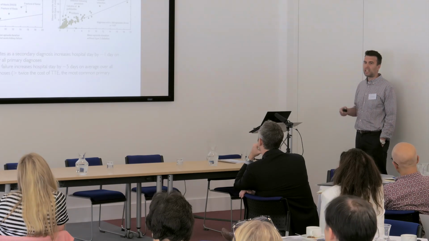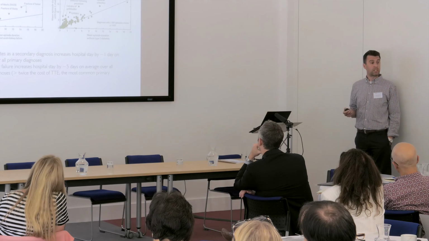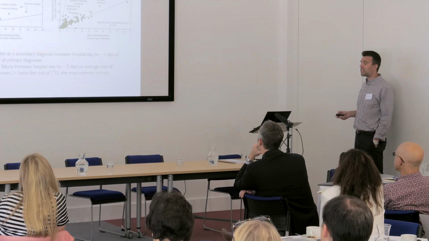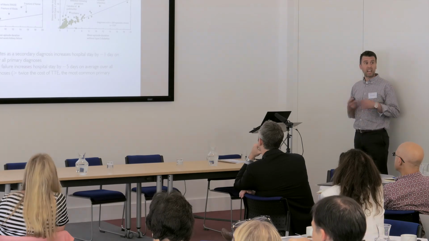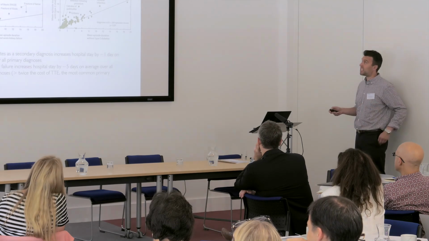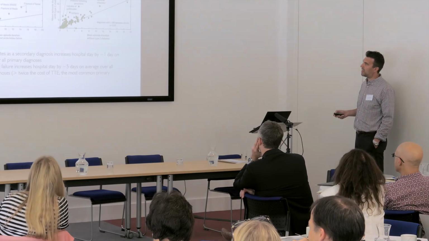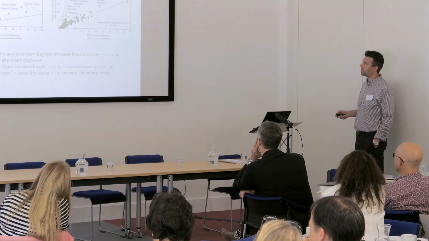And each dot is a unique primary diagnosis. What you find is what you might expect: if they come into hospital and they get acute kidney failure along the way, they spend a lot more time in hospital. All of these dots are above this line, which is the y equals x line.